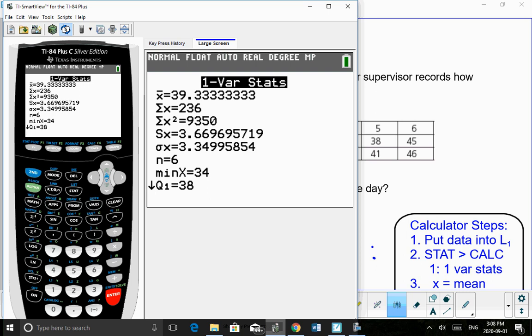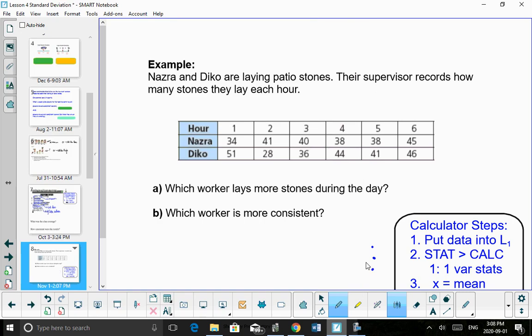So his average is 39.3 and his standard deviation is 3.3. In other words, he lays an average of 39 paving stones every hour. And because 3.3 is a fairly low number, I would say he's fairly consistent. Okay, so now let's look at the other person.